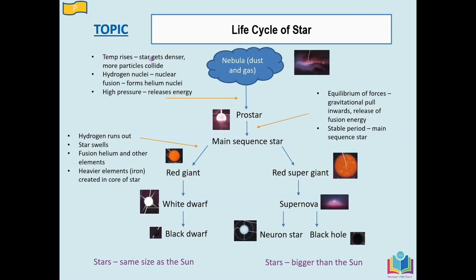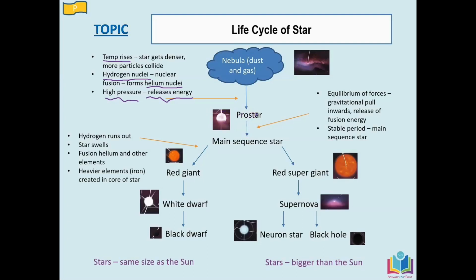What happens is the temperature rises. The star gets denser, as more particles collide together. When the temperature gets high enough, something called hydrogen nuclei, remember that there, undergoes something called nuclear fusion. And this forms helium nuclei. What this does, it releases lots of energy and lots of high pressure. And what that does is it keeps the center of the core of the star really hot, and boom, a star is born.